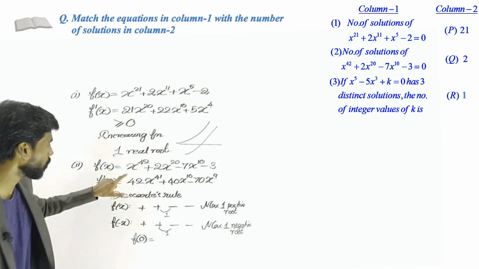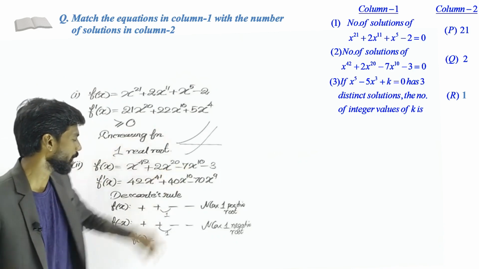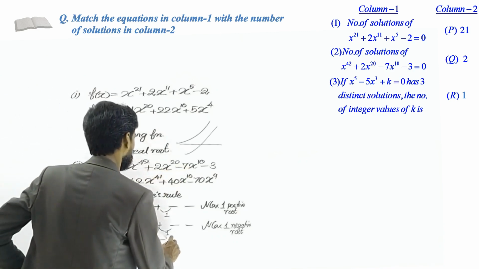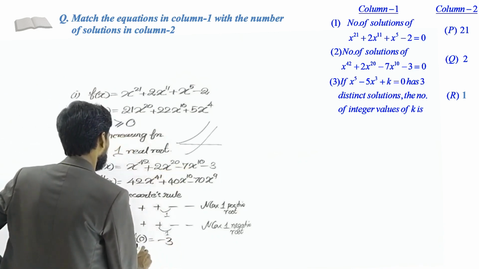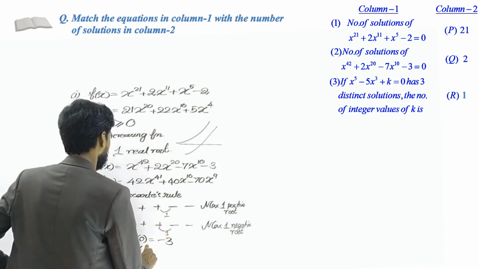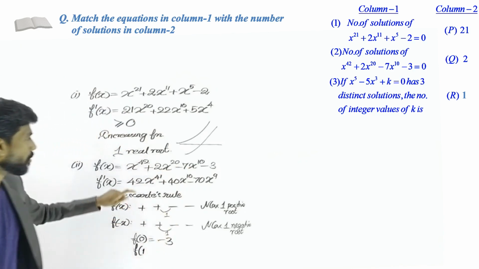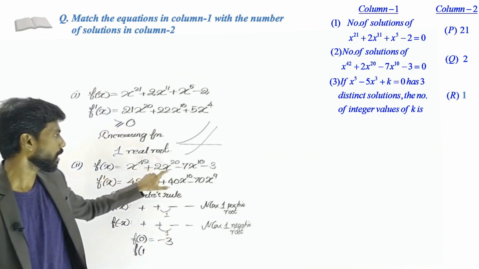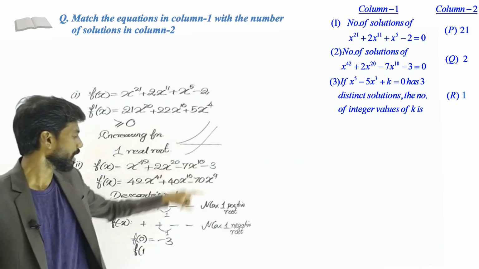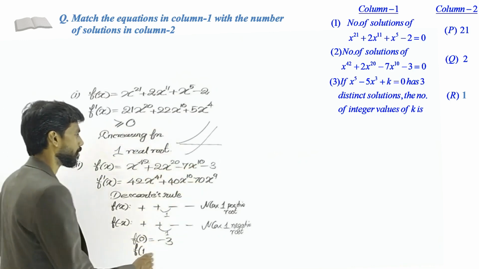Okay, what is f of 0? Substitute 0 here. 0 plus minus 3. f of 0 is minus 3. Now let us also find f of, say, something like 1. What is f of 1? 1 plus 2, 3 minus 7, minus 4. Now that is also negative. Okay, no use. So let us find f of something else.